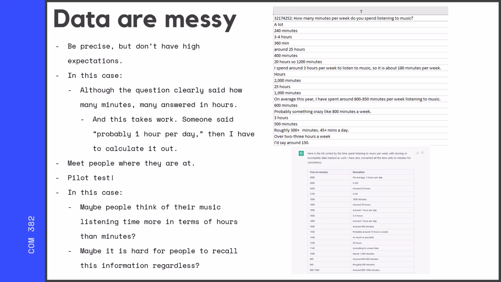So in this case, for example, maybe people think more of their music listening time in terms of hours than minutes. Or maybe it's just hard for people to recall this information at all. And a good example is TV shows. In general, TV shows with commercials are either a half hour or 1 hour. With commercials, that means they're 22 or 44 minutes. So when you say to someone, how much TV did you watch last week? They're generally able to come up with that answer because those blocks of time are in half hours or hours. Music is a lot harder.